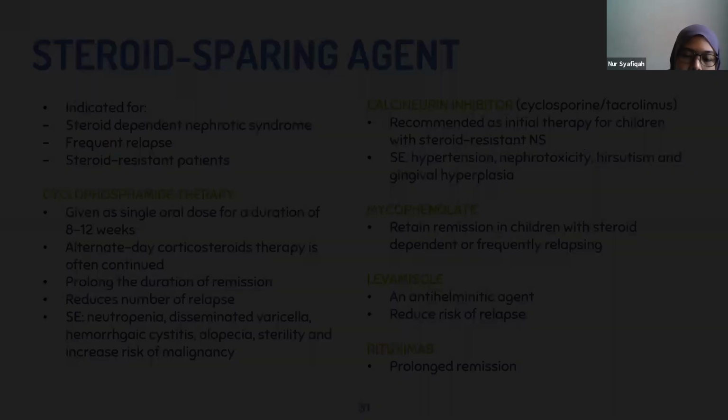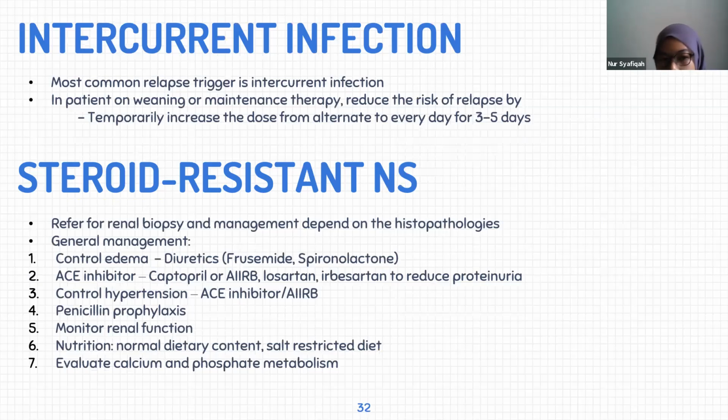Next is intercurrent infection. As I mentioned, a nephrotic syndrome patient is more susceptible to infection, so most of the time the relapse is triggered by infection. In order to reduce the relapse, we need to give prophylaxis. We can temporarily increase the dose from alternate to everyday for 3 to 5 days, meaning that during the alternate therapy, we can increase the dose to the normal one, the initial one.